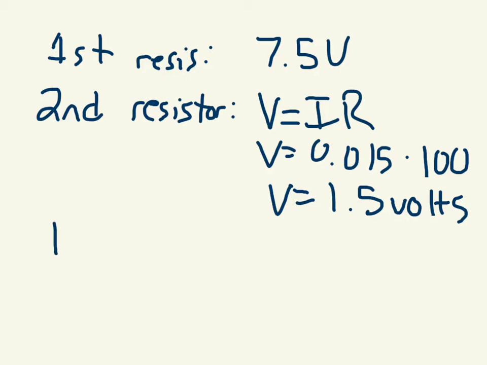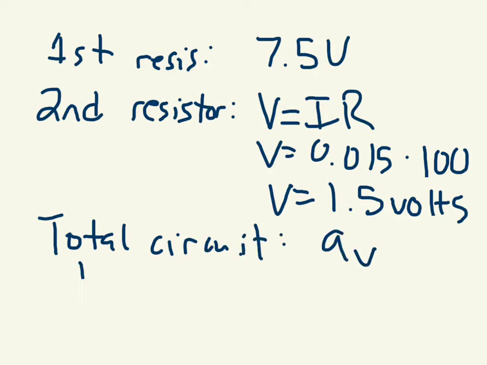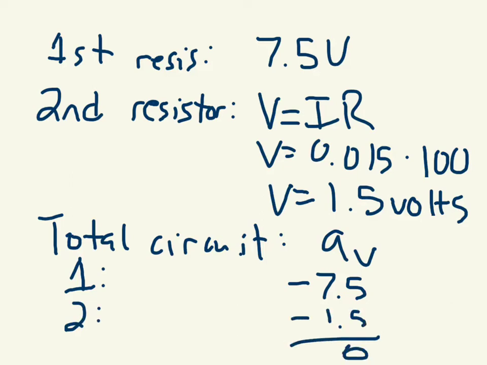the total circuit was 9 volts, and the first resistor was 7.5. So if you subtract that and then subtract 1.5, you get 0. All that to say that these two numbers, which make up the circuit, the two loads, added up to 9 volts. So that's a good way to check yourself.